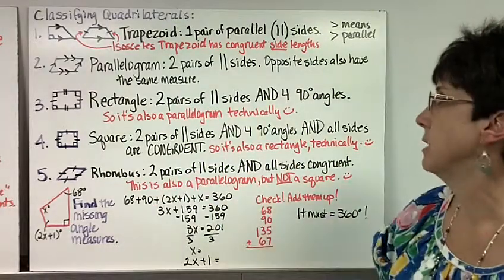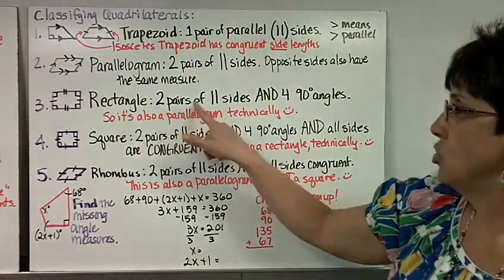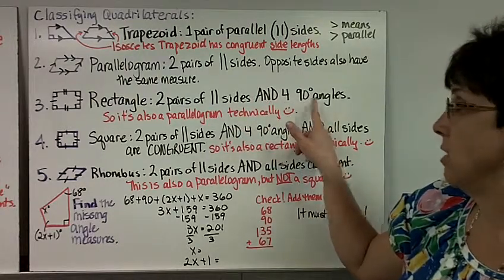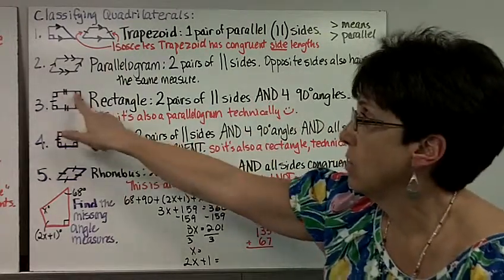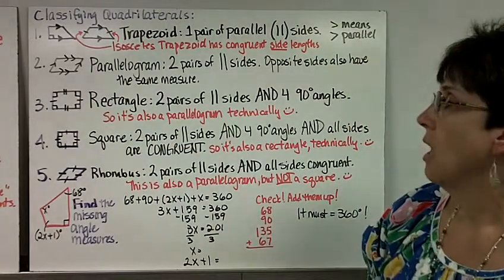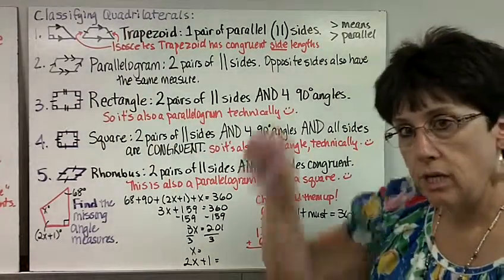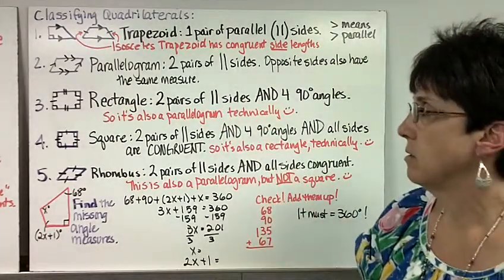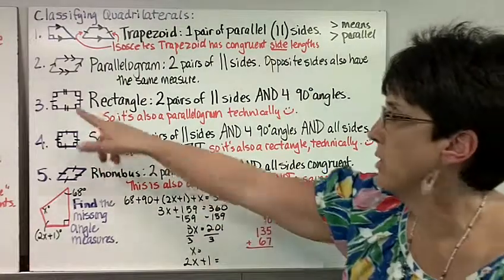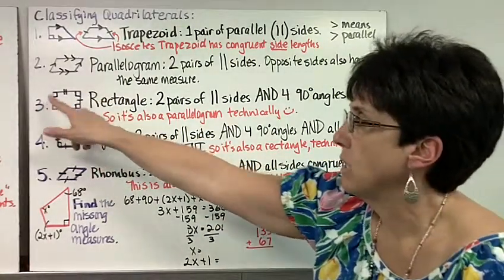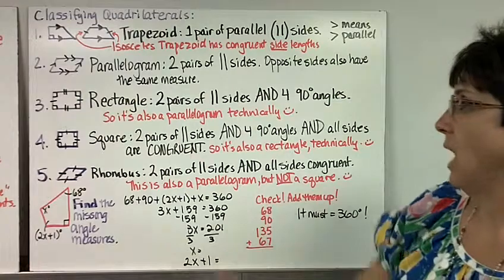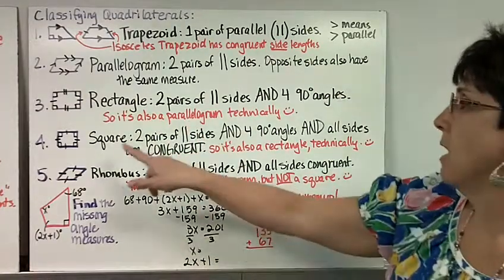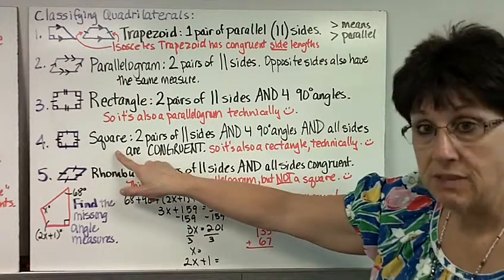And all the rest. A rectangle has 2 pairs of parallel sides and 4 90-degree angles. So here are our 4 90-degree angles. I did not put in all of the parallel line symbols because it would be too crowded, but these opposite sides are congruent and those opposite sides are congruent. So technically it's a parallelogram also. Every rectangle is also a parallelogram, but we name them by their most specific name.